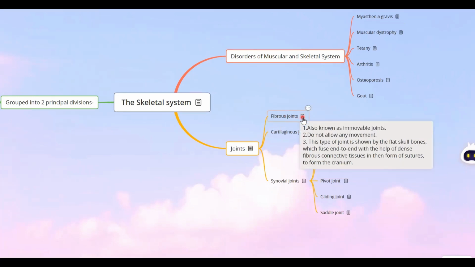Then what are fibrous joints? They are also known as immovable joints. Fibrous joints do not allow any movement. And this type of joint is shown by the flat skull bones, which fuse end to end with the help of dense fibrous connective tissues in the form of sutures to form the cranium.